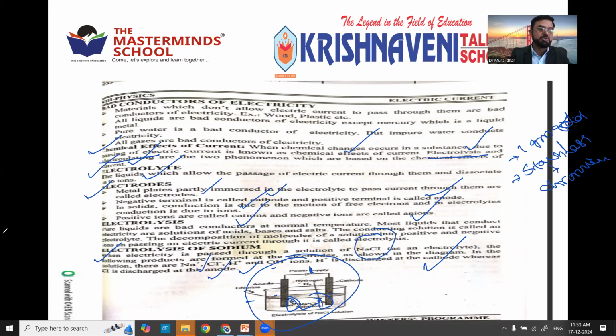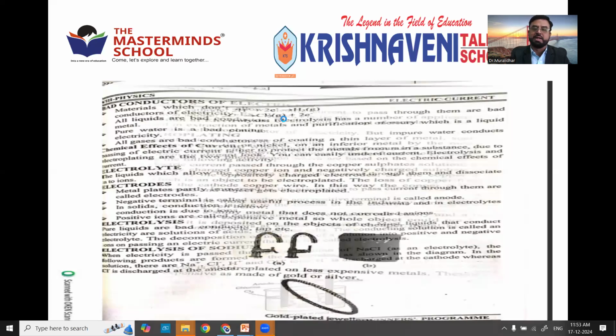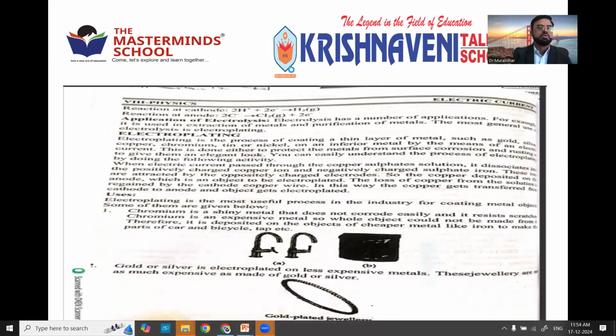Similarly, electroplating was also mentioned. What is electroplating? Coating one metal over the other. So some applications are already given. Electrolysis has a number of applications. For example, it is used for extraction of metals and purification of metals. The most common application of electrolysis is electroplating.